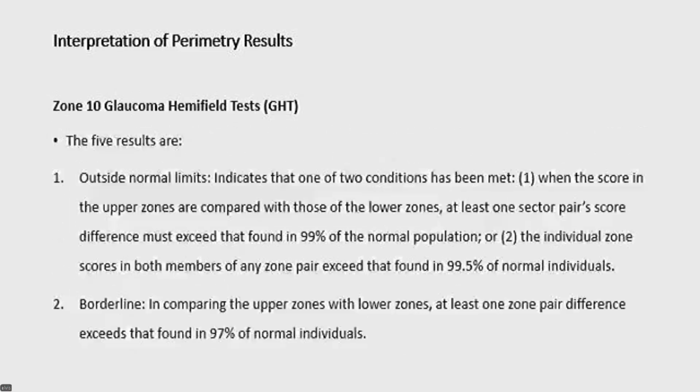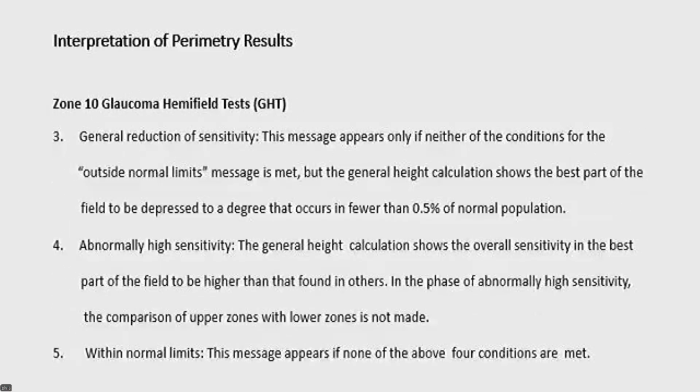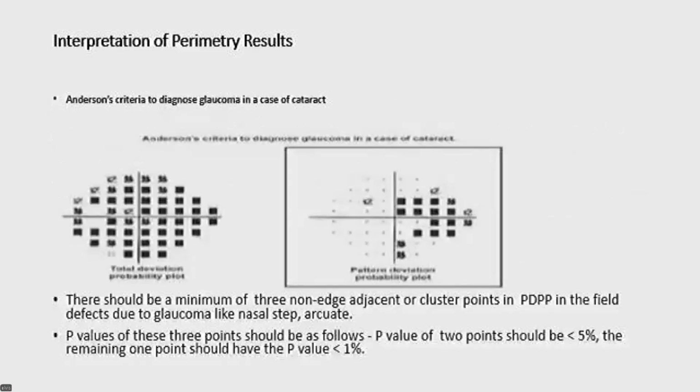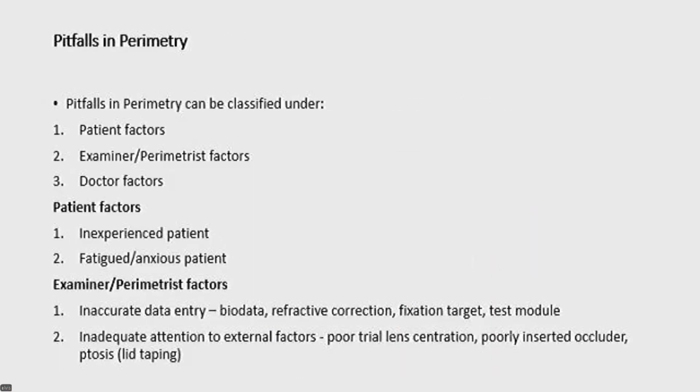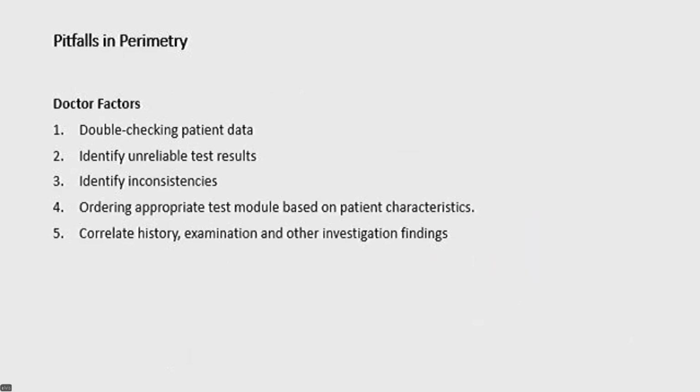So I would like to end by talking about the glaucoma hemifield test, which is self-explanatory, and then importantly, the Anderson criteria to diagnose glaucoma in the presence of a cataract. The pitfalls for glaucoma are important because it's mainly a subjective test. It requires a team approach, mainly from the doctor, the perimetrist, and the patient. Adequate patient counseling prior to the perimetry is important. Adequate patience by the perimetrist and explanation to the patient is also important, and a positive patient behavior is important. The pitfalls in perimetry are diverse. They include the patient, the perimetrist, and the doctor factors.